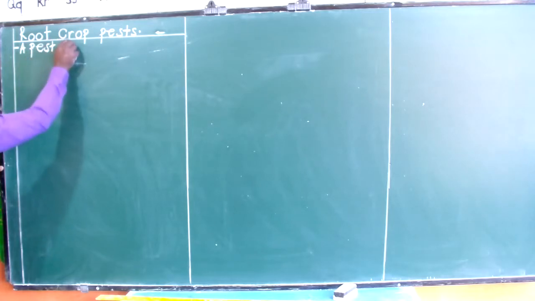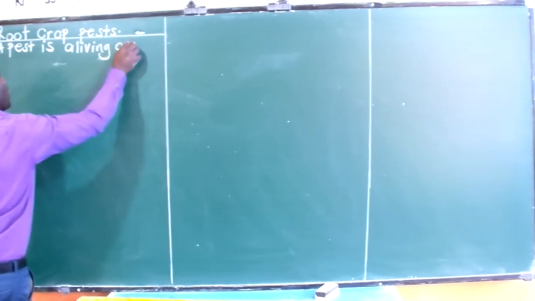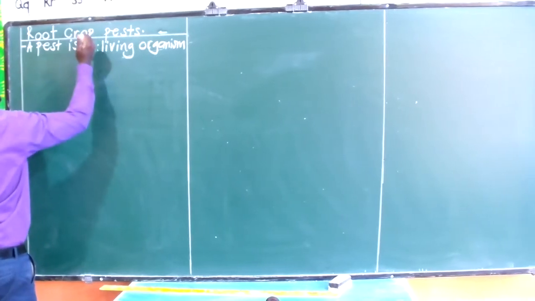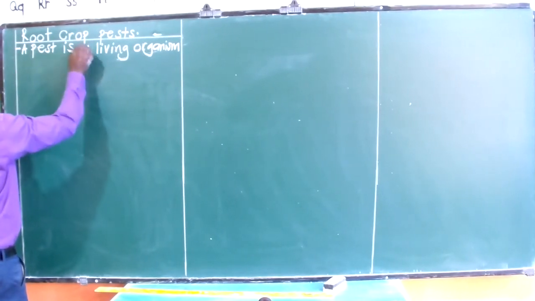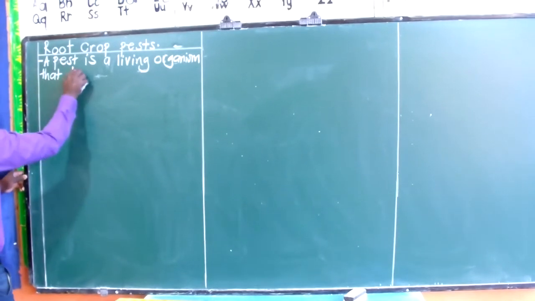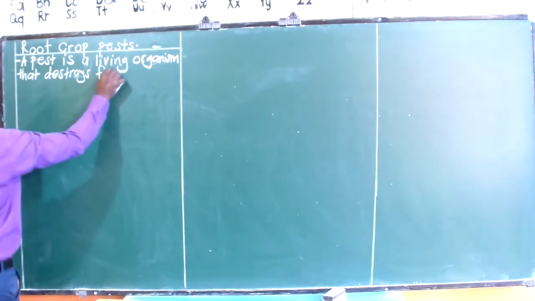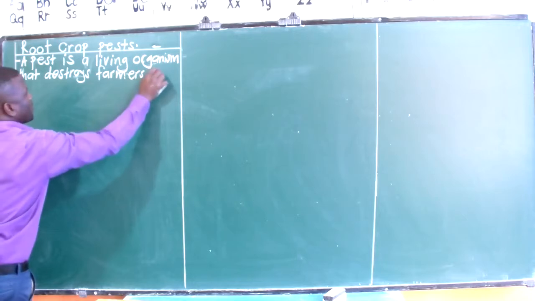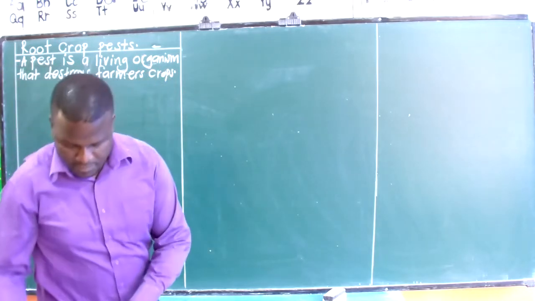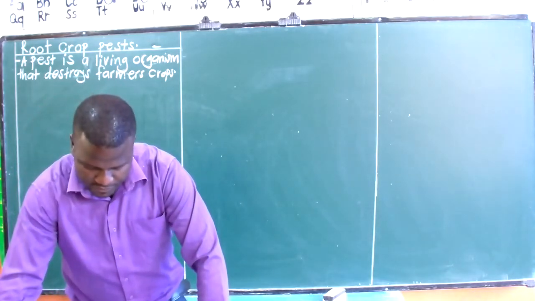A pest is a living organism that destroys farmers' crops.